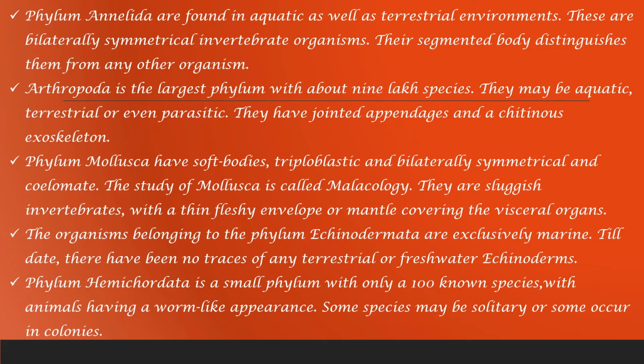Phylum Annelida are found in aquatic as well as terrestrial environments. These are bilaterally symmetrical invertebrate organisms and their segmented body distinguishes them from any other organism. Arthropoda is the largest phylum with about 9 lakh species. They may be aquatic, terrestrial, or even parasitic. They have jointed appendages and a chitinous exoskeleton.